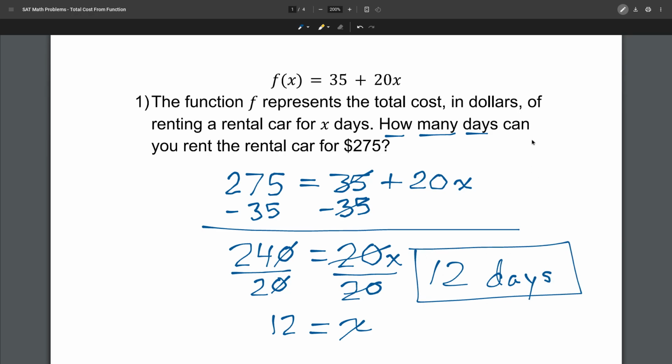All right, let's take a look at some more problems. If you're practicing for the SAT, you might want to pause the problems before I do them, work through the problem, and then see if your solution matches mine.